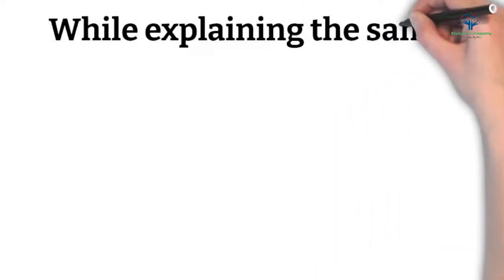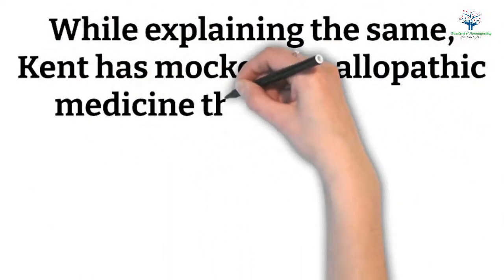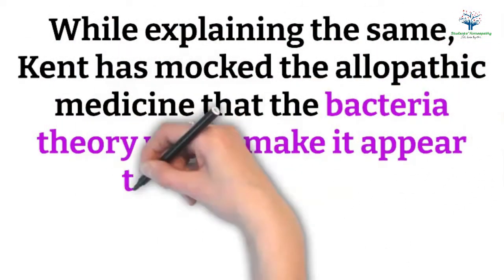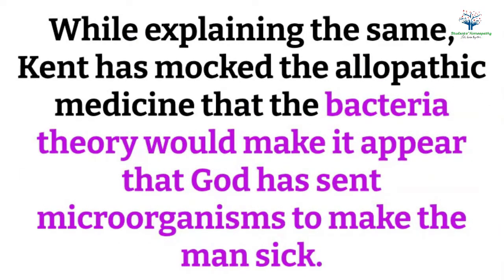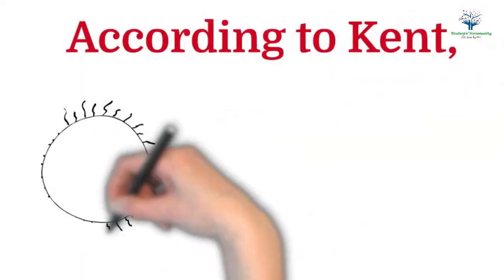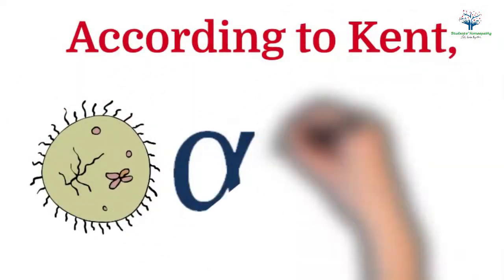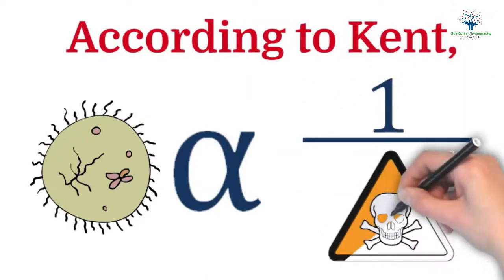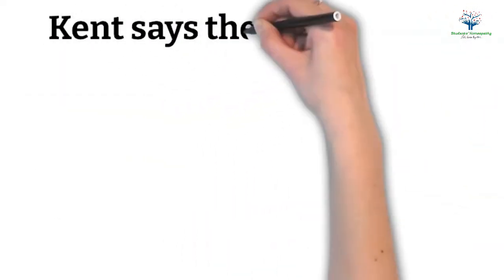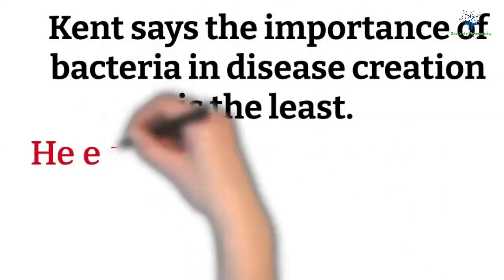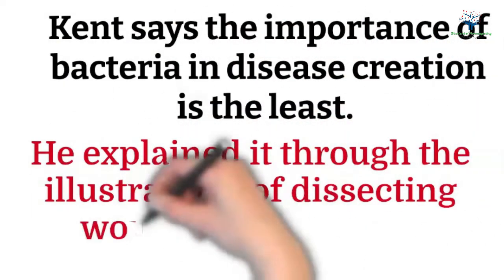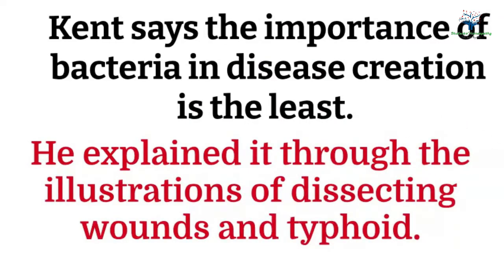While explaining the same, Kent has mocked allopathic medicine, saying that the bacteria theory would make it appear that God has sent microorganisms to make man sick. According to Kent, the quantity of bacteria is inversely proportional to the strength of the poison. Kent says the importance of bacteria in disease creation is the least. He explained it through the illustration of dissecting wounds and typhoid.